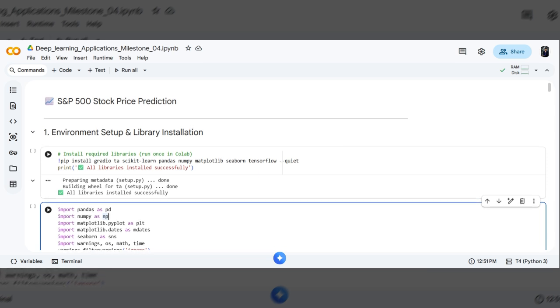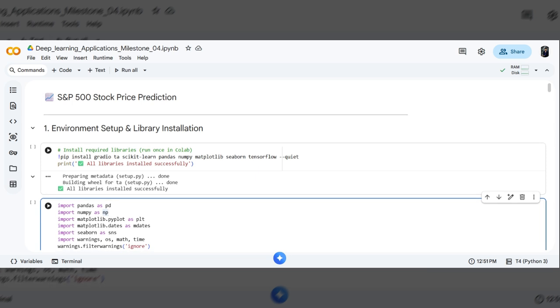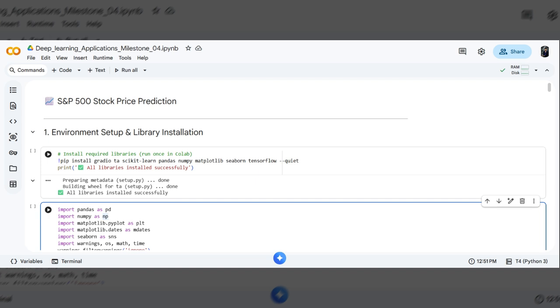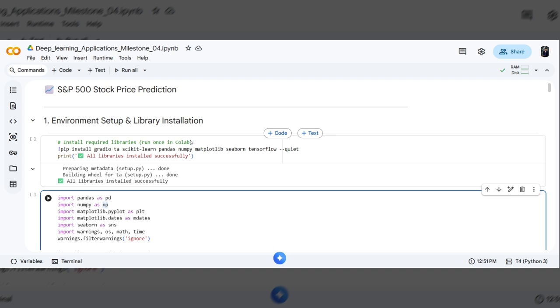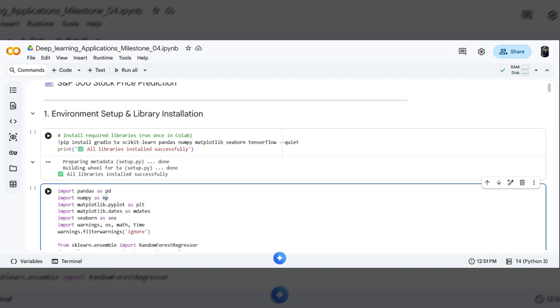Today I will be presenting my project on stock price prediction using machine learning and deep learning. The main goal of this project is to predict future stock prices using historical data and advanced models like random forest and LSTM. Stock price prediction is important in finance because it helps investors make better decisions, reduce risk, and understand market trends. In this project, I performed data analysis, feature engineering, built models, and finally deployed the models using a web application.